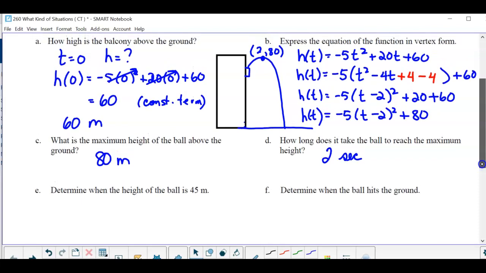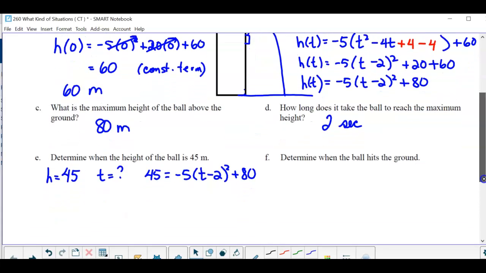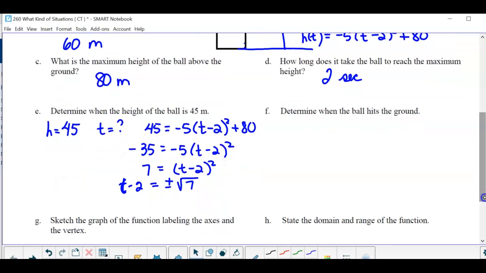Determine when the height of the ball is 45 meters. Okay, so h equals 45, t equals something. So algebraically, we would put 45, and I would use the vertex form, so we can algebraically do this. Otherwise, we haven't learned enough to be able to, probably it doesn't factor. So we'll do it this way. That's going to be -35. Divide by -5. I'm going to put the t minus 2 on the left, plus or minus the root of 7. So t equals 2 plus or minus root 7.